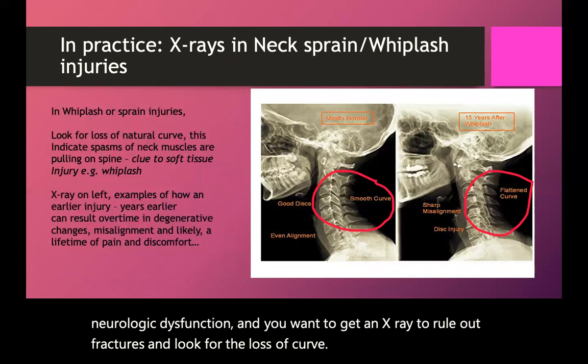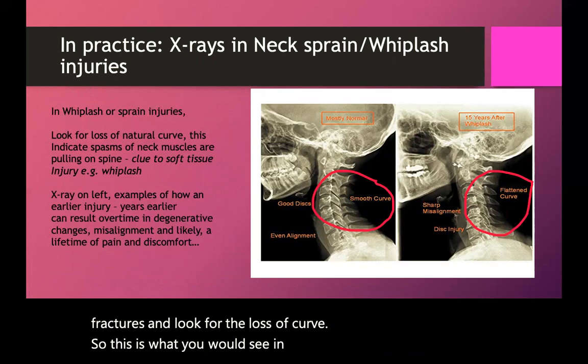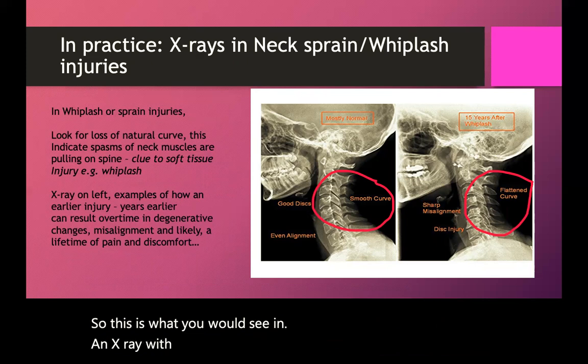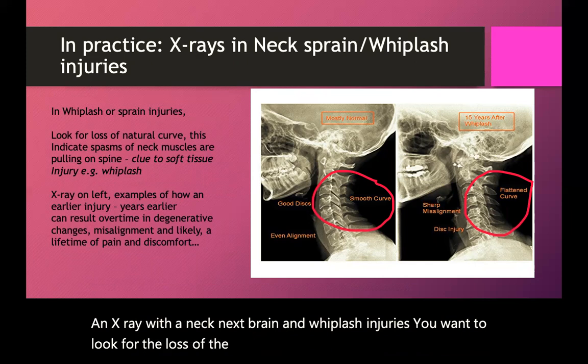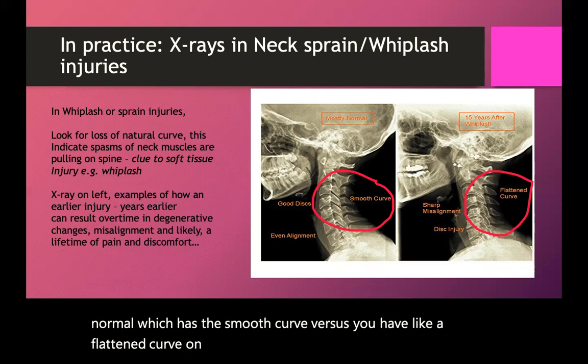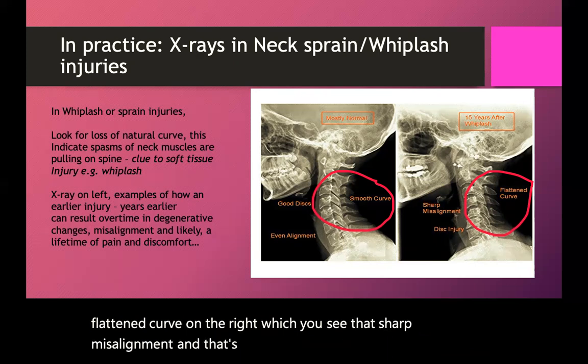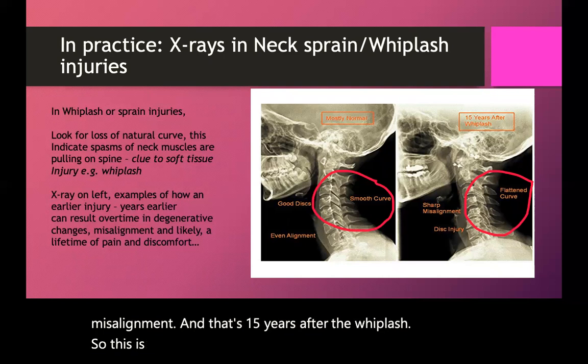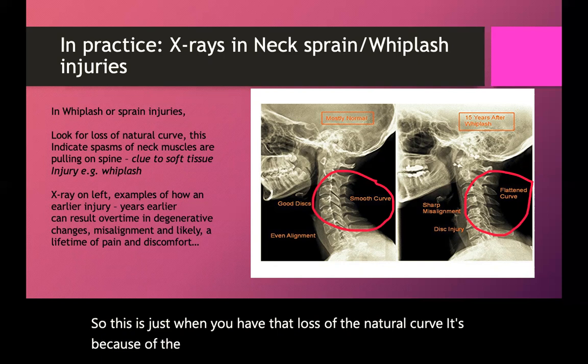So this is what you would see in an X-ray with neck sprain and whiplash injuries. You want to look for the loss of the natural curve. On the left, you see mostly normal, which has the smooth curve, versus a flattened curve on the right, which shows that sharp misalignment. And that's like 15 years after the whiplash. When you have that loss of the natural curve, it's because of the spasms that the neck muscles are constantly in because of the pulling on the spine.